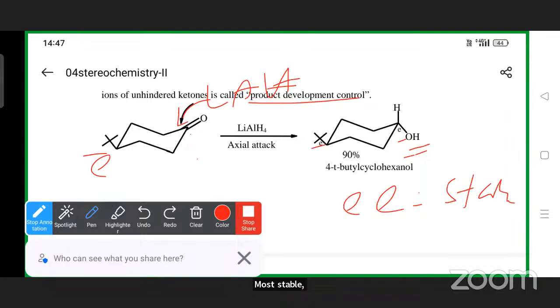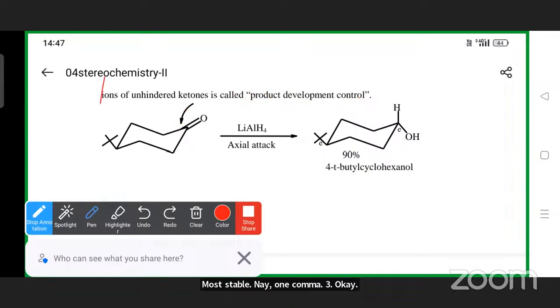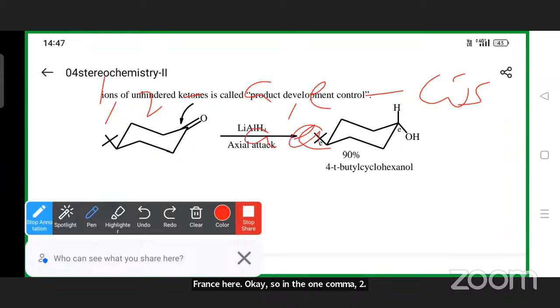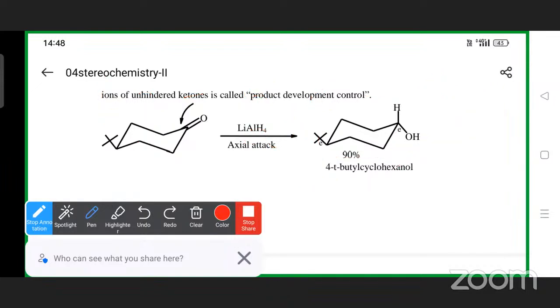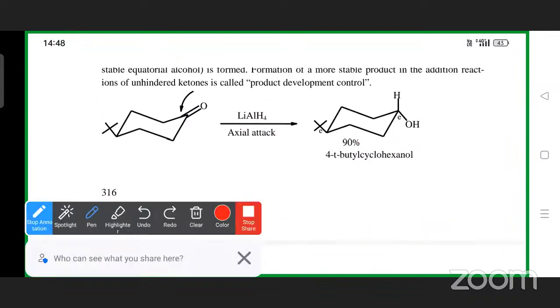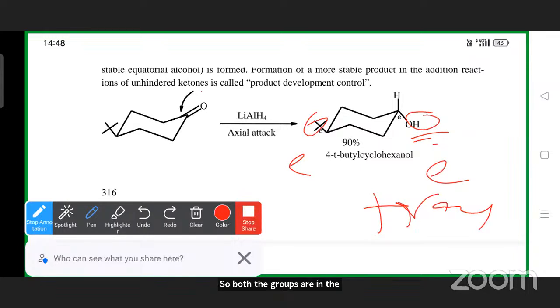In the 1,3, di-equatorial or diaxial is trans. In the 1,2, axial equatorial is cis. And in the 1,2, diaxial or di-equatorial is trans. So like that, when the attack is from this top side, equatorial attack, then the equatorial alcohol is formed. So both the groups are in the equatorial direction, meaning a trans direction.